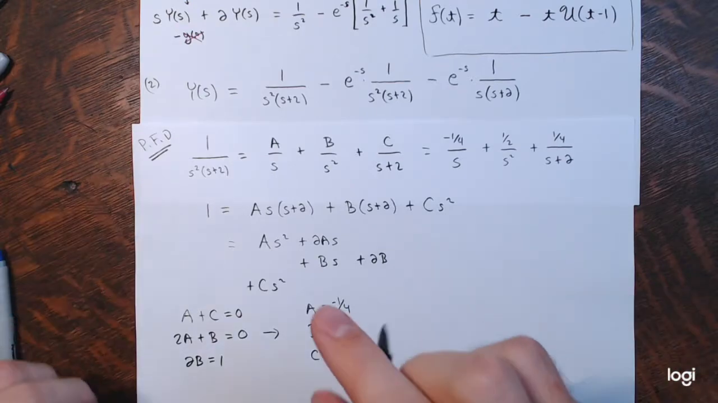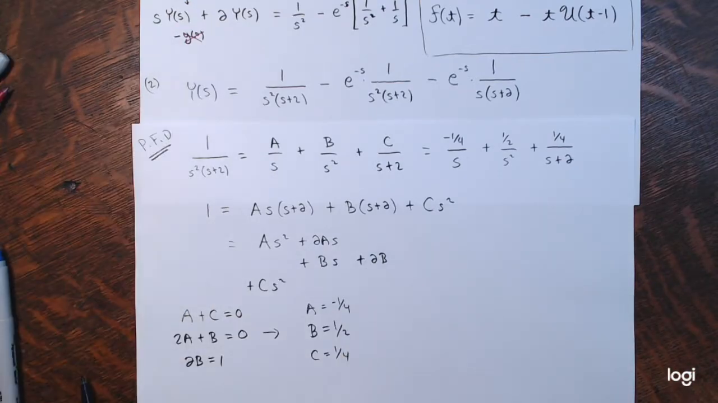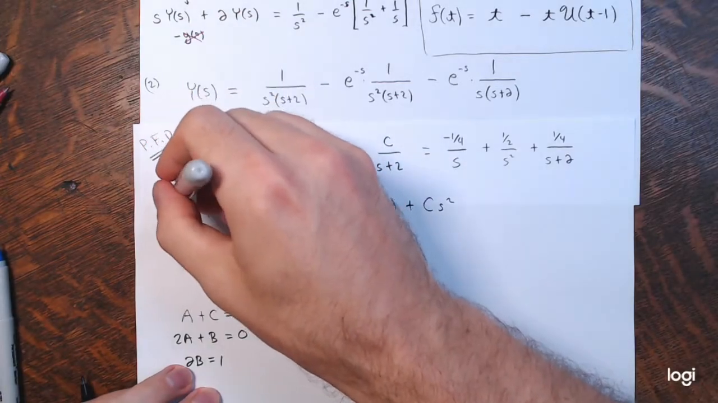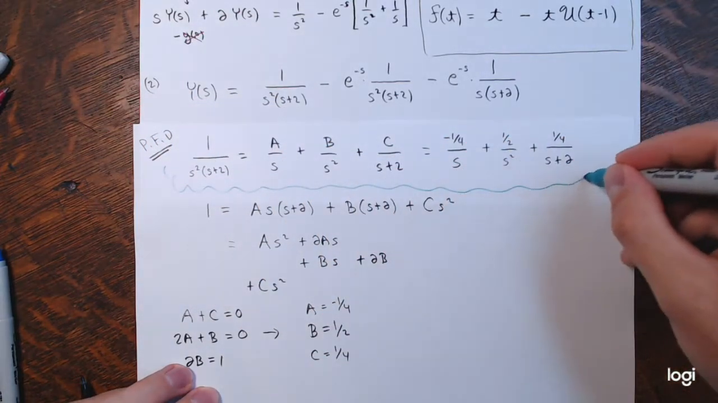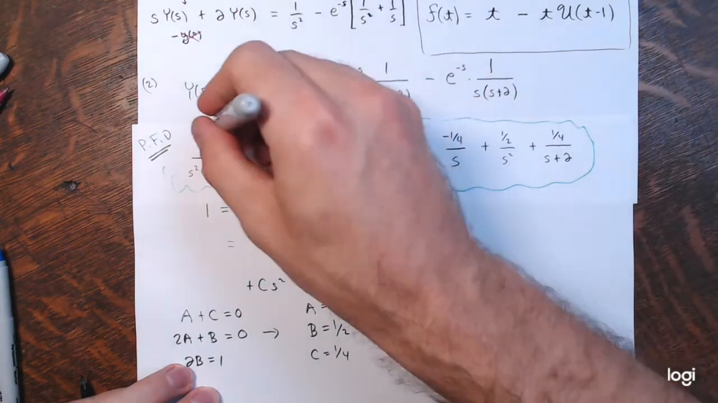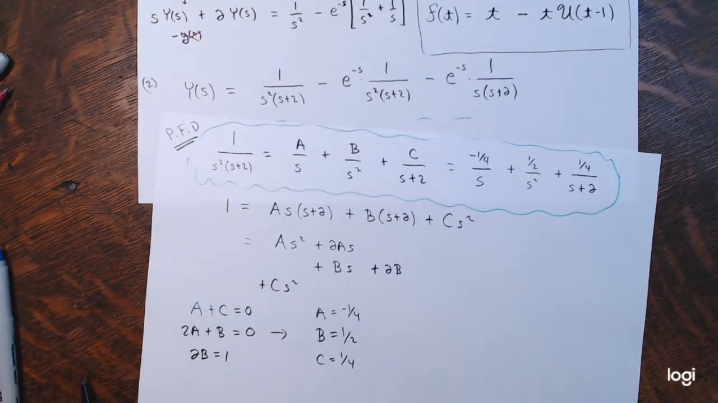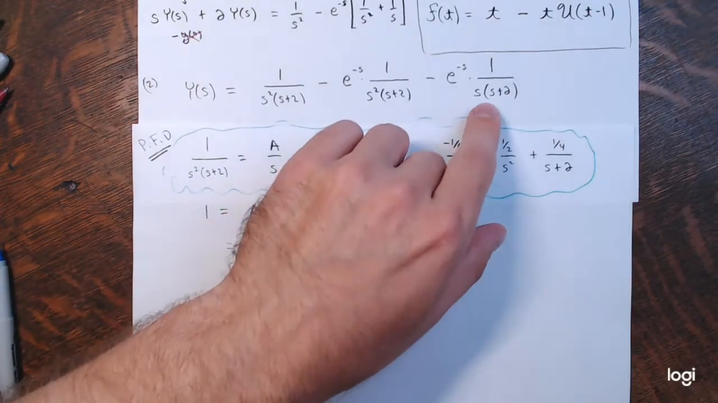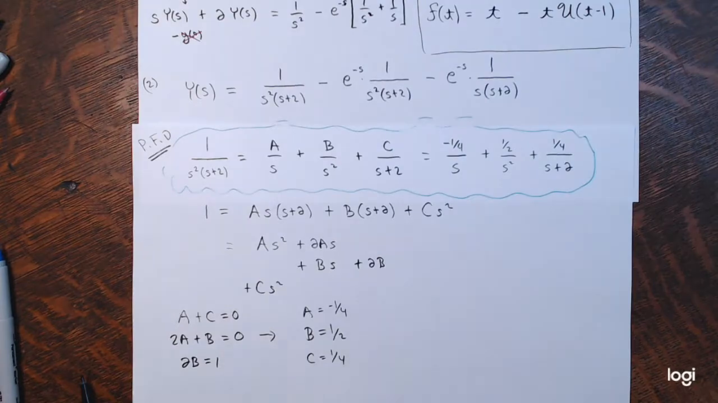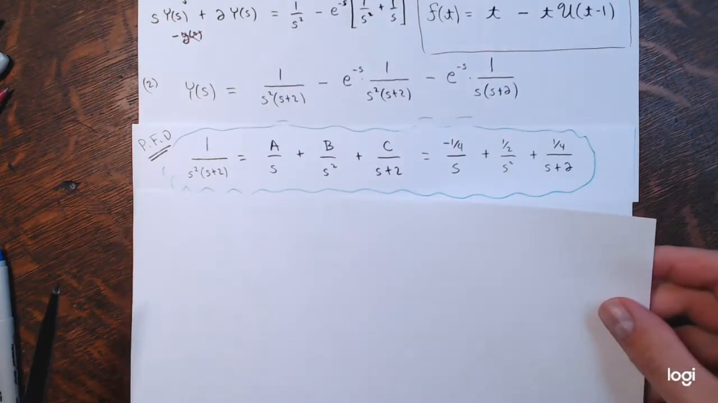Great, so let's keep that in mind. I'll put a little highlighter around it. This isn't the answer or anything, just keeping that in mind, keeping it highlighted. And then I'll do the same for the other fraction I'm seeing, 1 over s times s plus 2, and this should take a little less time.